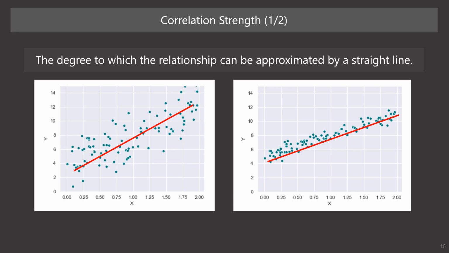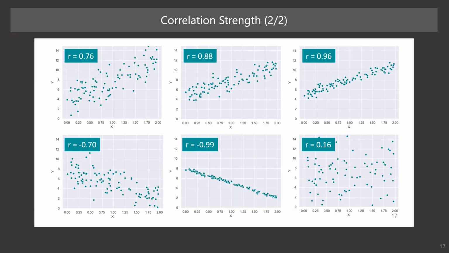In these plots, as x increases, y also increases. In such a case, the approximation line is upward sloping. It represents a positive correlation, and the correlation coefficient is positive. When y decreases as x increases, the approximation line is downward sloping. It represents a negative correlation, and the correlation coefficient is negative. Let's see the scatter plots with correlation coefficients.